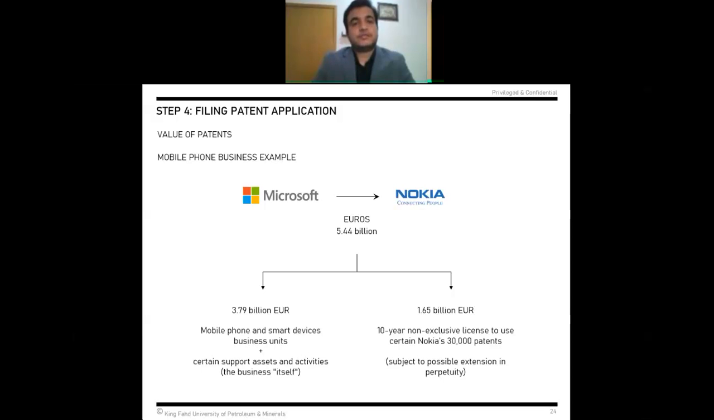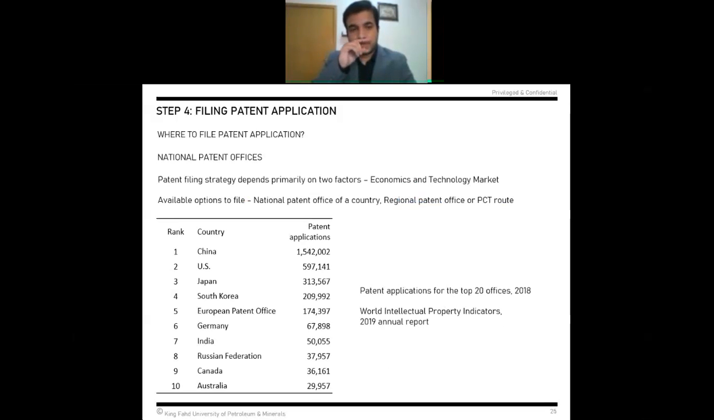So let's see about filing a patent application. Where to file a patent application? Of course, every major country has its own patent office. India has its Indian Patent Office, and Saudi Arabia has the Saudi Arabian Patent Office. So that is one of the options. You can file in the national patent office.